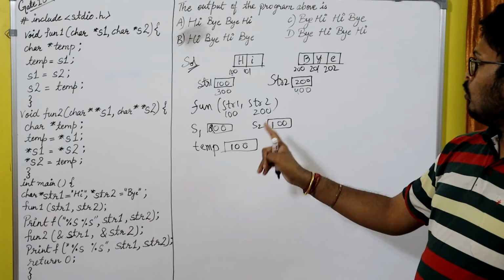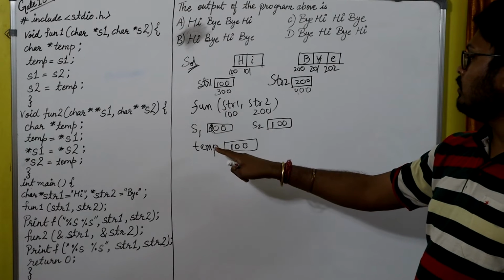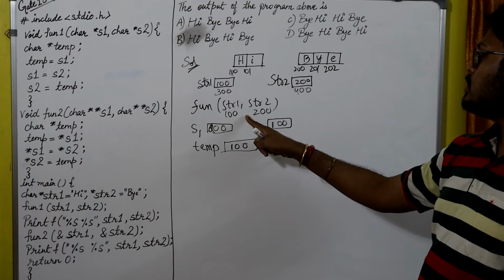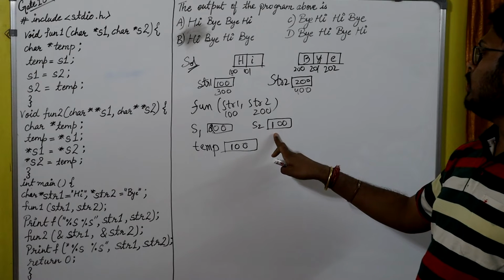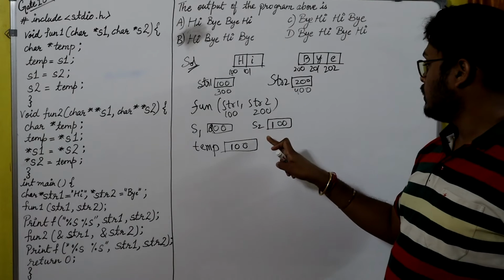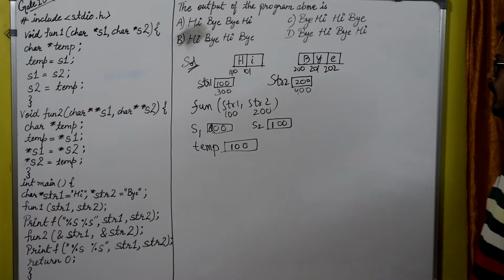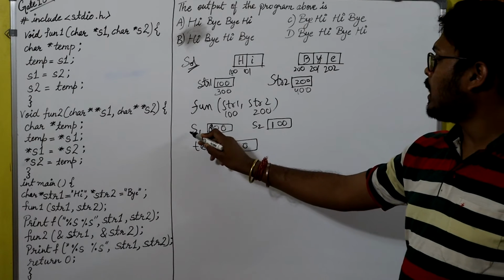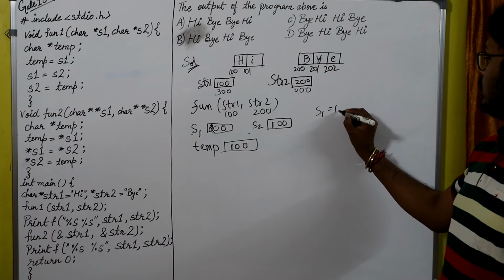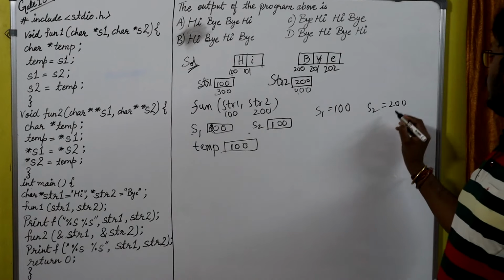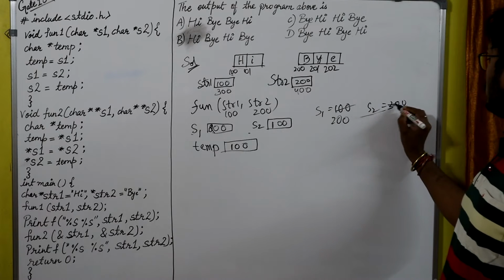Here you see only this. Initially S1 was containing the address of str1, but now S1 is containing the address of str2. And initially S2 was containing the address of str2, but now S2 is containing the address of str1. So you see only the swapping part has happened for S1 and S2. Initially S1 was 100, S2 was 200, but now it has been swapped. Now S1 is 200 and S2 is 100.